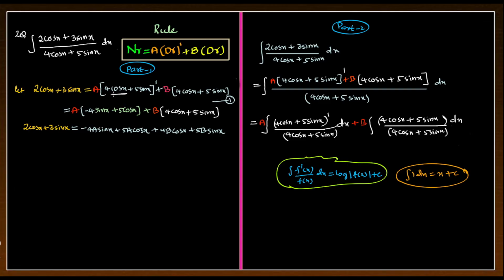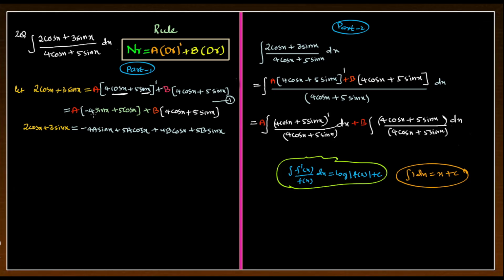What about the differentiation of cos x? Cos x differentiation is minus sin x. So 4 cos x becomes minus 4 sin x. Plus, differentiation of sin x is cos x, so 5 sin x becomes 5 cos x after differentiating with respect to x. Now this term is as it is. Write down 4 cos x plus 5 sin x.